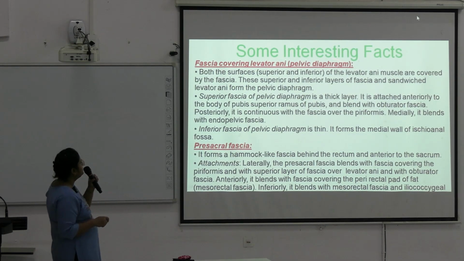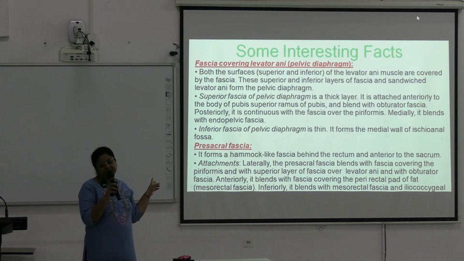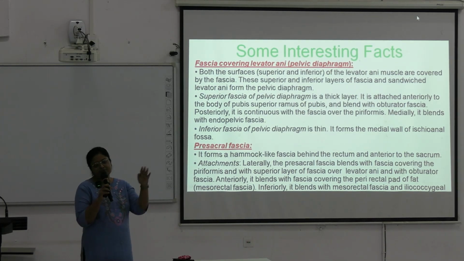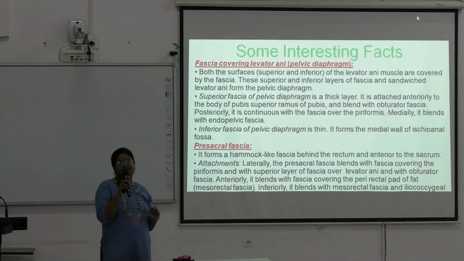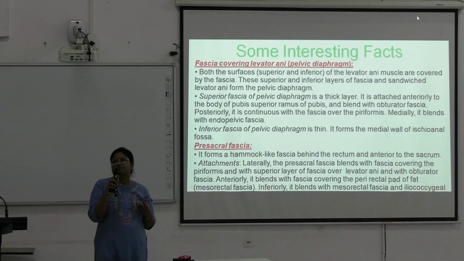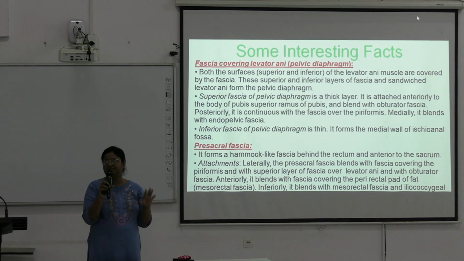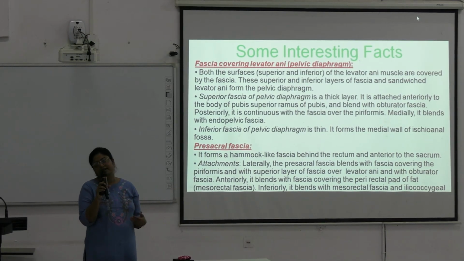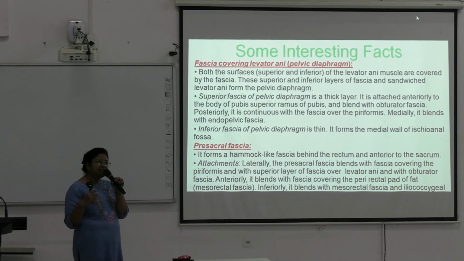Next is the fascia covering Levator Ani, or pelvic diaphragm. So these two diaphragms are different. The pelvic diaphragm is lying above, formed by Levator Ani, and there is the urogenital diaphragm which is lying below, which consists of two layers, superior fascia and inferior fascia, and the inferior fascia is known as the perineal membrane. Okay, understood? And these two layers enclose the deep perineal pouch. So these two are different. You remember pelvic diaphragm and urogenital diaphragm. You clear the concept regarding these areas.